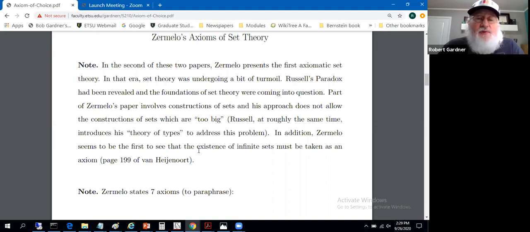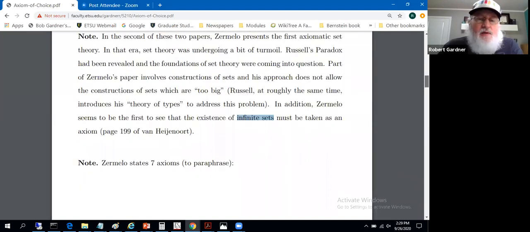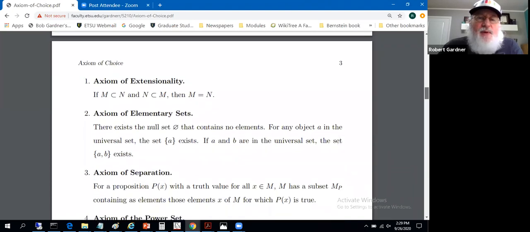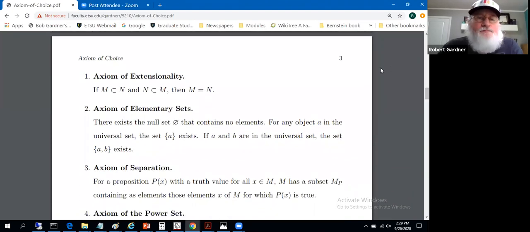Zermelo seems to be the first to see that the existence of an infinite set needs to be taken as an axiom as well, quoting one of those references. And the final axiom we'll state is the existence of an infinite set. So Zermelo states these 7 axioms, paraphrasing a bit from the original. Axiom of extensionality: if M is a subset of N and N is a subset of M, then set M equals set N.